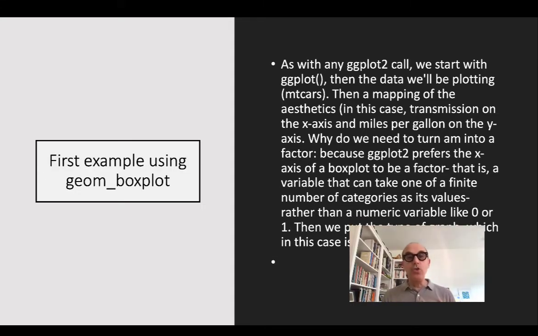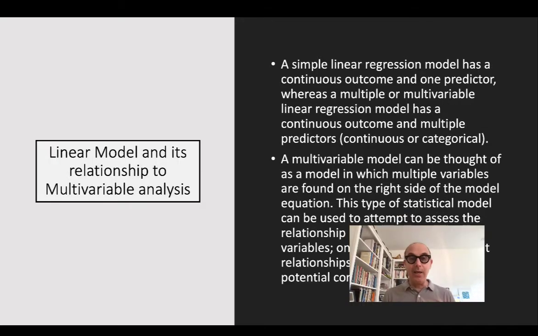In the first example, which you will have in your Canvas, you will see how it plays out if you follow the R code. There is the issue of numeric values like 0 and 1, and how we put the type of graph into the case.